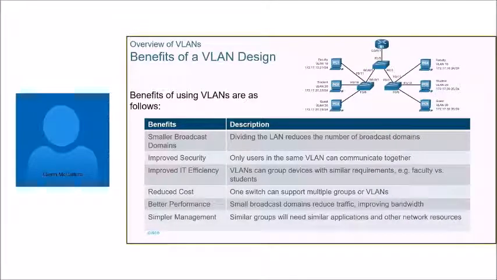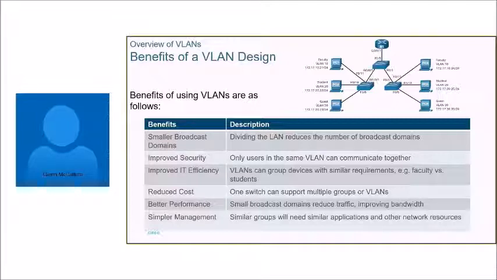Okay, so the benefits, as we said, smaller broadcast domains. So the smaller a broadcast domain, the more efficient traffic moves because there will be less broadcast and so less bandwidth wasted. Okay, improved security, so only users in the same VLAN can communicate together, unless, of course, there's a router joining them. But, of course, the router gives you an opportunity to actually put in some security between the VLANs, and so that's another positive.